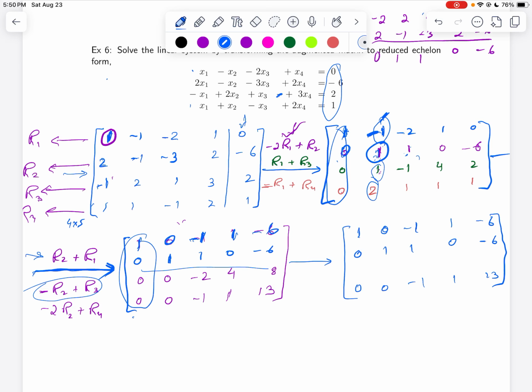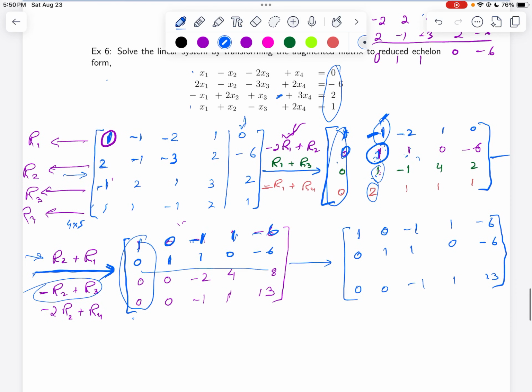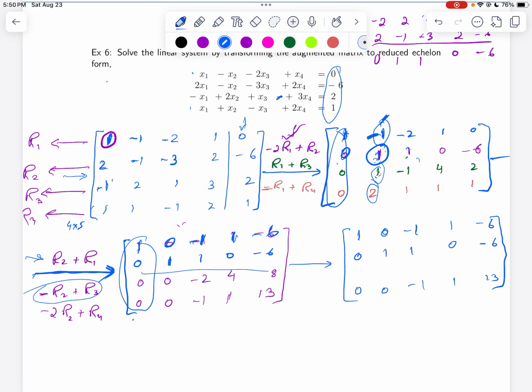Okay, and then the third row will be, so we multiply this by -1, so -1 plus 1 is 0, -1 into 1 is -1, -1 plus -1 is -2, then we have -1 into 0 is just 0, plus 4 is 4, and then -1 into -6 is 6, 6 plus 2 is 8, so I have the 8 here.